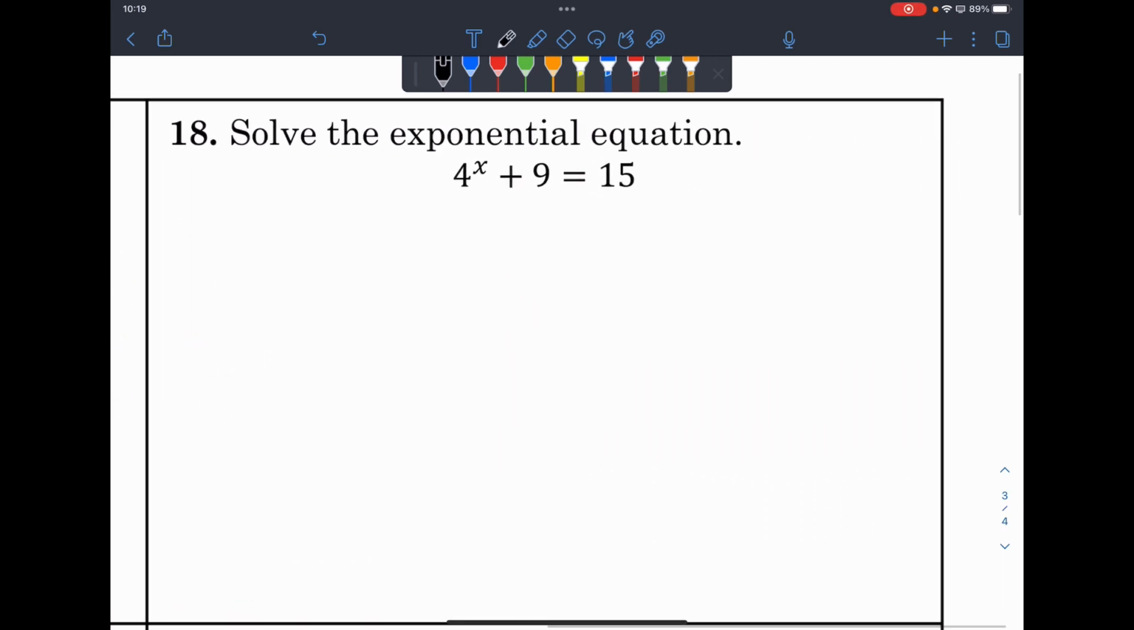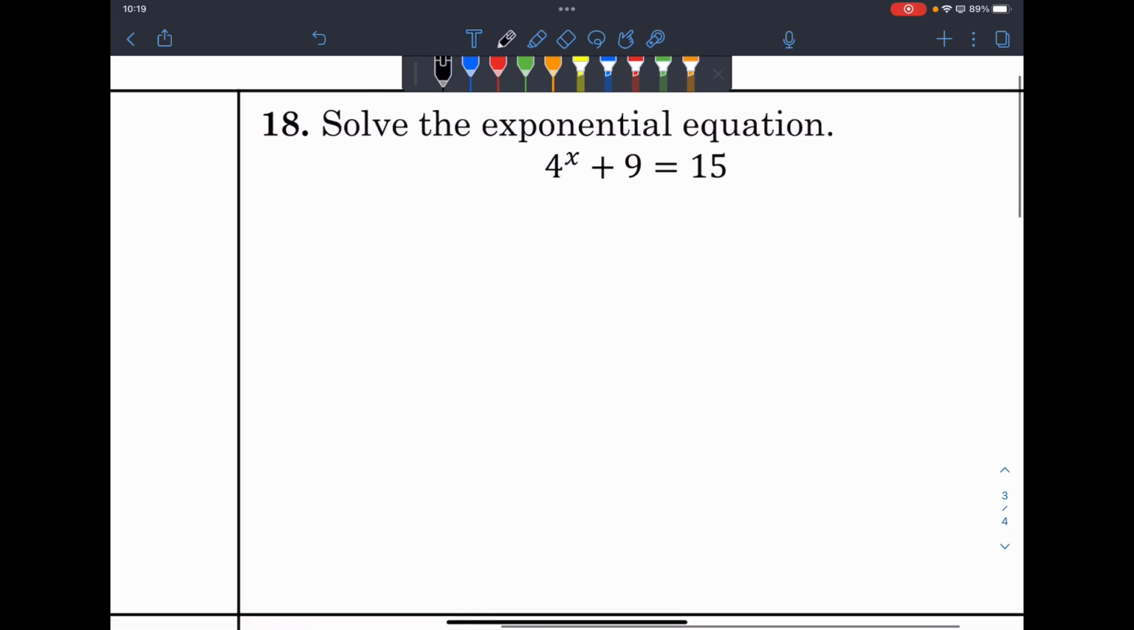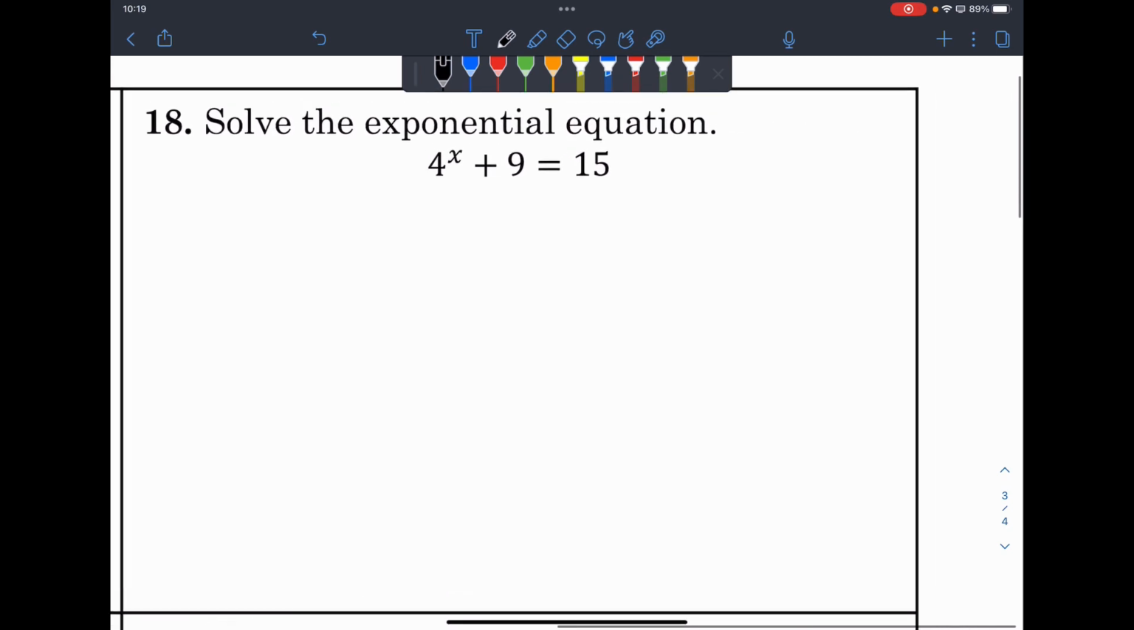Now, to solve exponential equations, we're going to just simply use, again, natural logs to do this. So we'll start by subtracting 9 from both sides, and that would be 6. Taking the natural log of the left and the right side of this equation, we end up with that.